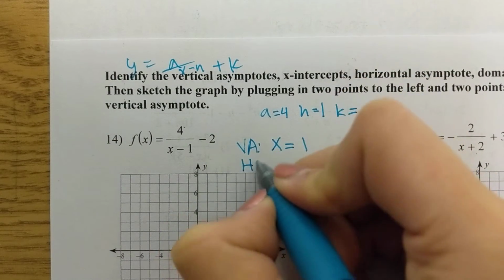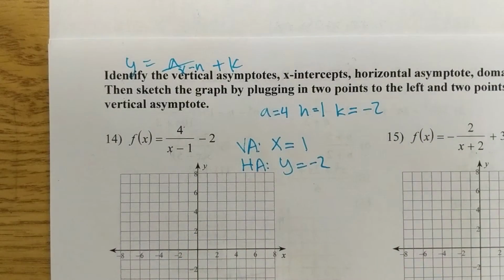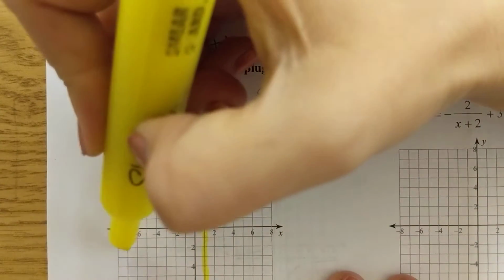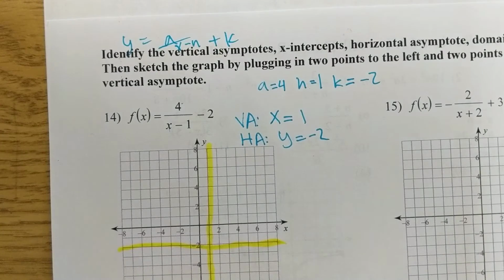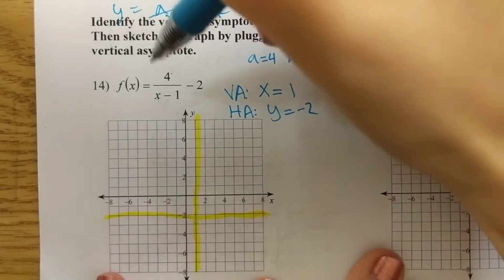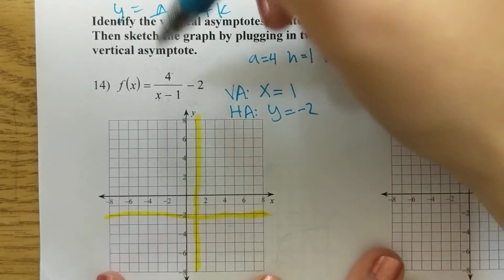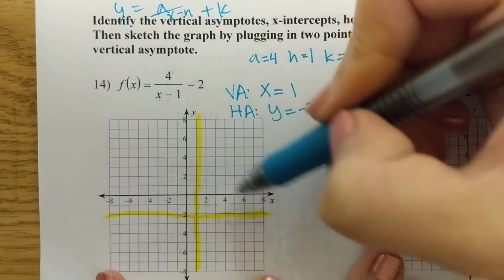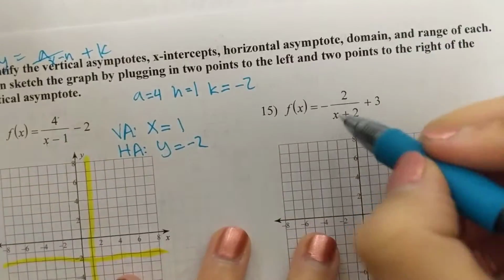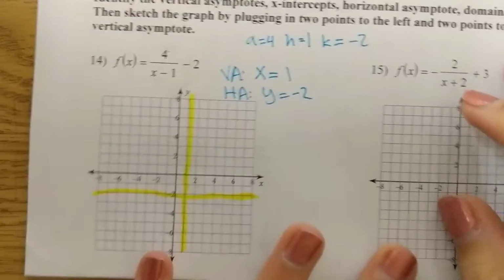Your horizontal asymptote is Y equals K. Graph those as a dashed line or with a highlighter. Now you have a framework for your branches. This is a positive function. There's no negative in front of here or on here. So your branches will open toward the first and third quadrants. But plugging in the points usually helps too. This one's negative, so your branches here will open toward the second and the fourth quadrants.